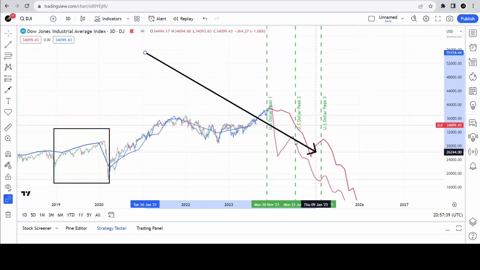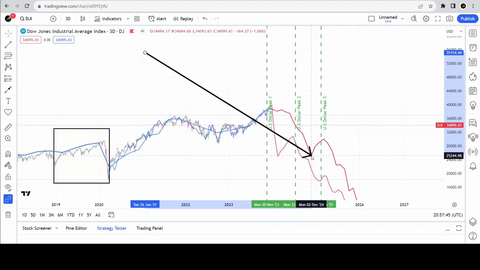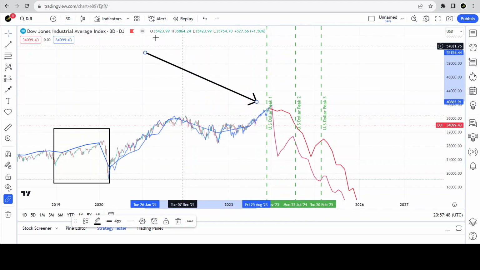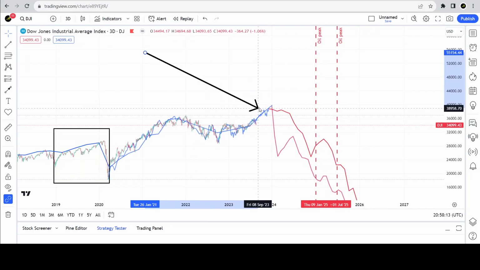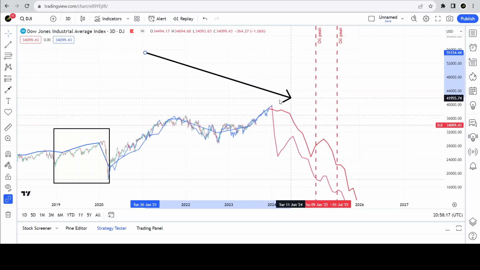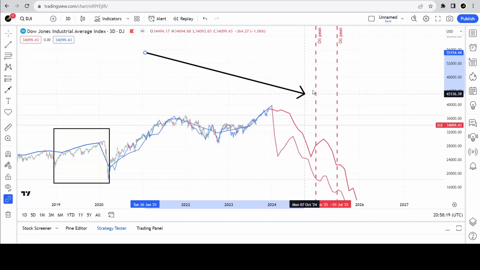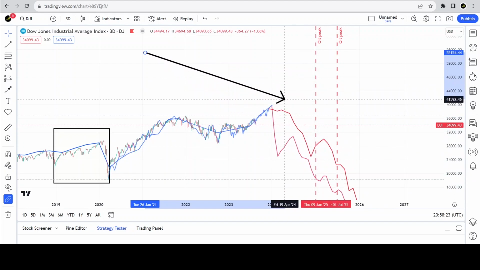Now, with this decline, this is just guesswork. It may not align with this move up. Maybe it will. I don't know. We'll have to see how that plays out. Next, let's take a look at the oil chart and see how that aligns. So oil potentially will continue to keep rising after the Dow Jones peaks and will peak somewhere in the decline.